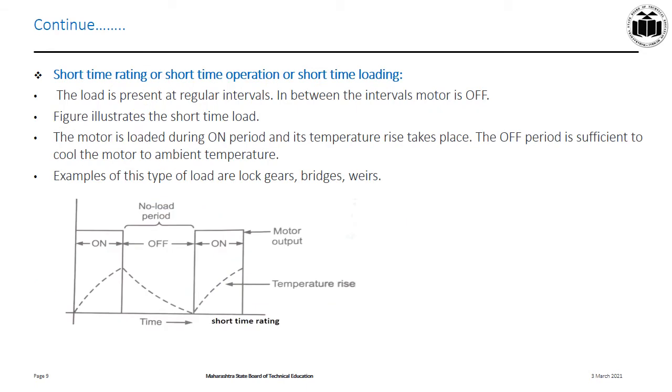Now the short time rating, which is also known as short time operation or short time loading. The load is present at regular intervals, and in between the intervals the motor is off. So during the on period, the temperature will increase from the ambient temperature. During the off period, which is utilized as a cooling period, the motor will cool down and again the motor temperature will reach the ambient temperature. Examples of this kind of load are lock gates, bridges, weights, etc. The diagram is very helpful here.